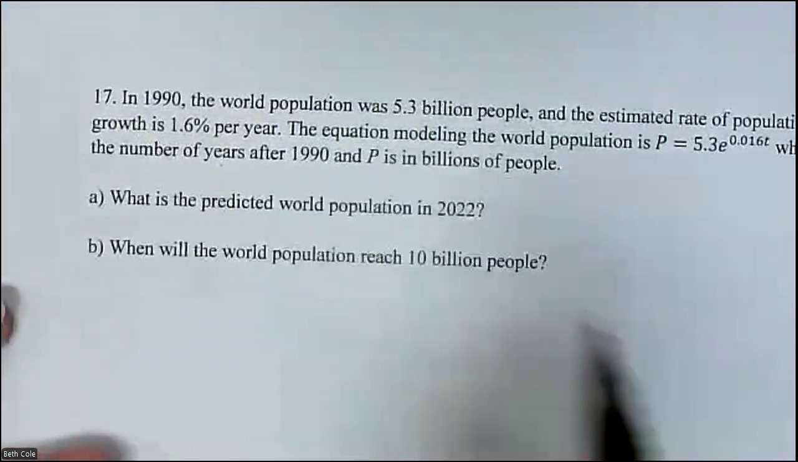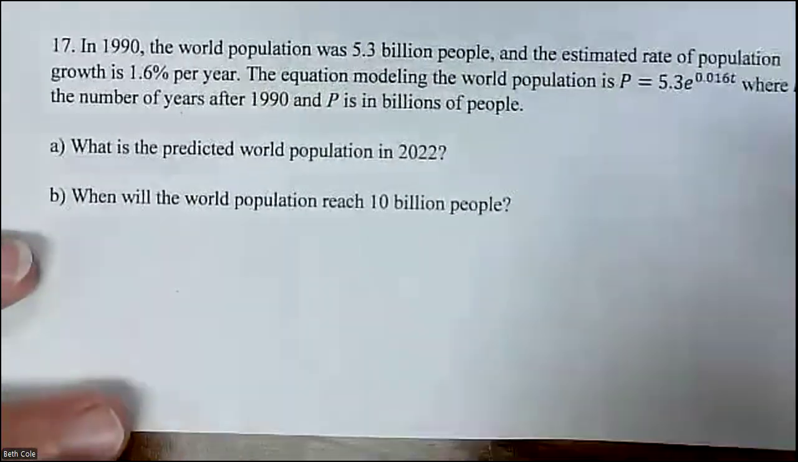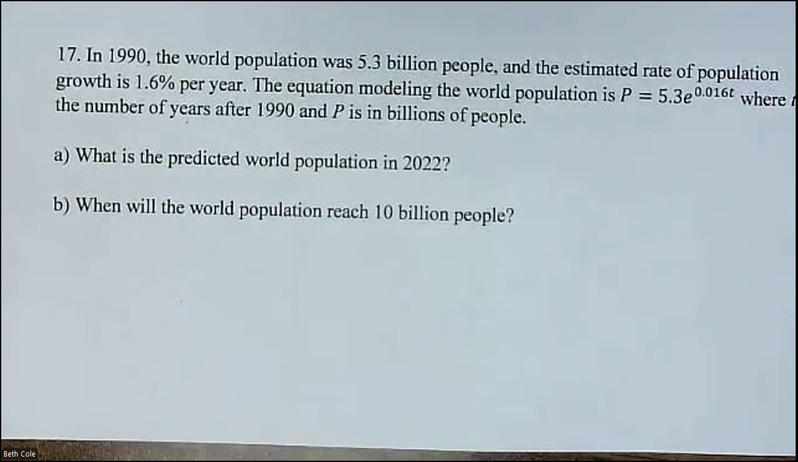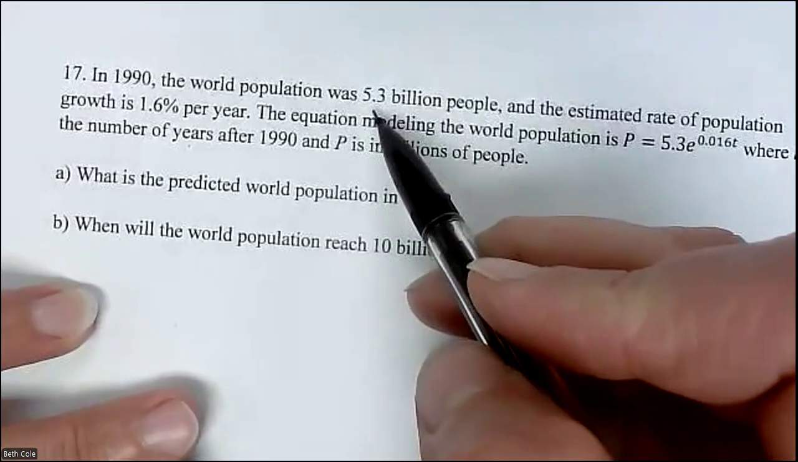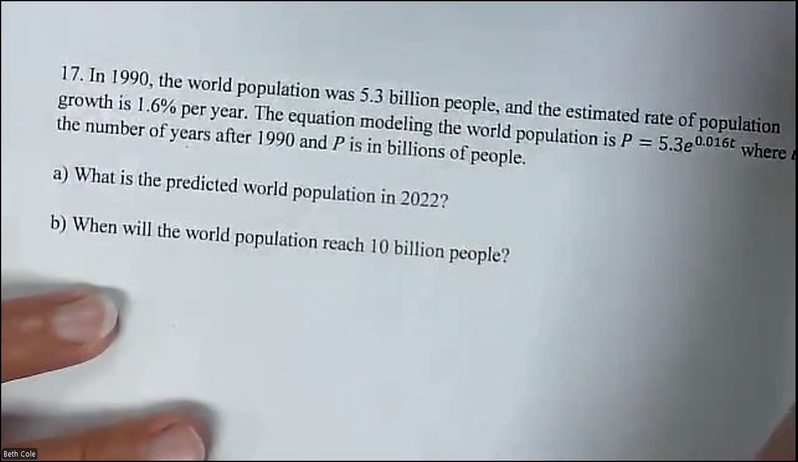Okay. In 1990, the world population was 5.3 billion. Does anyone know what it is right now? It's 8.1 or 8.2 because we just hit 8 billion like last year or something. So it's like 8 point something now. I remember when we hit 5 billion though, and it was like this big thing.